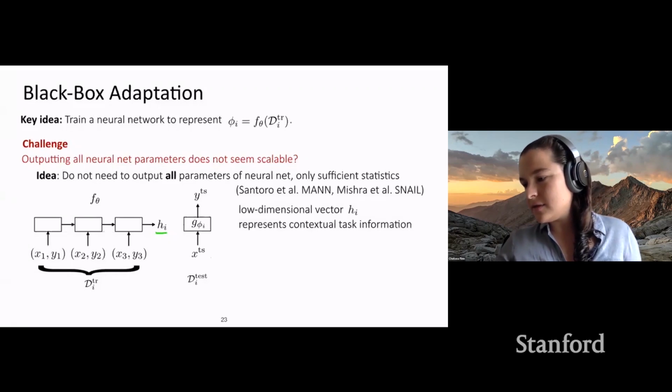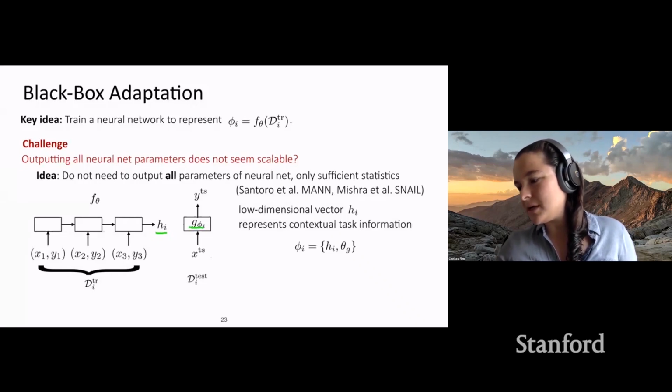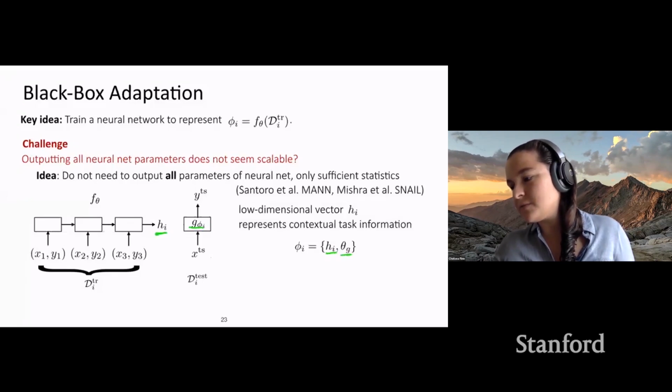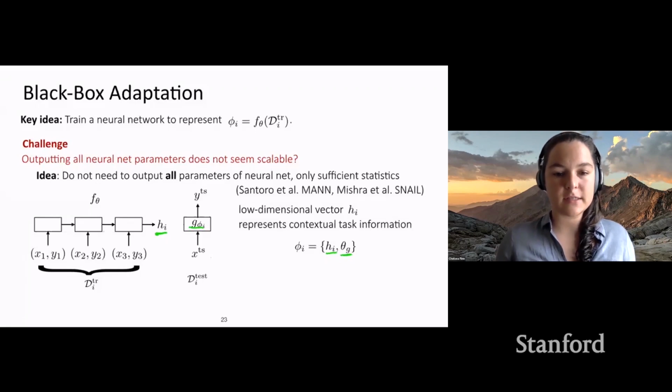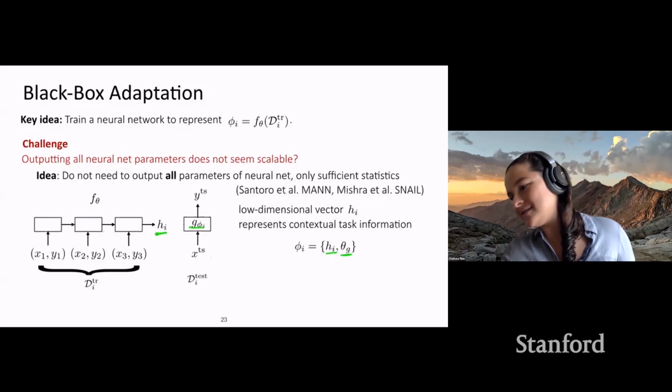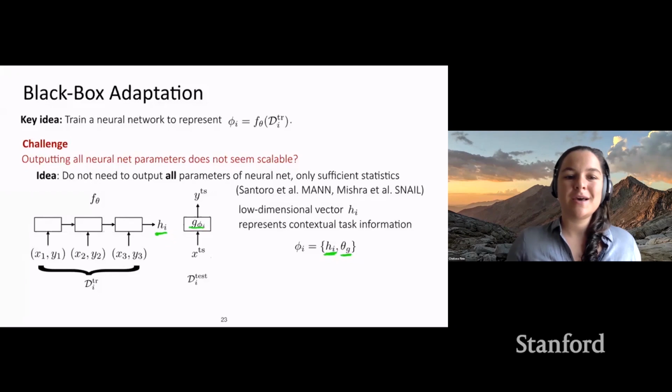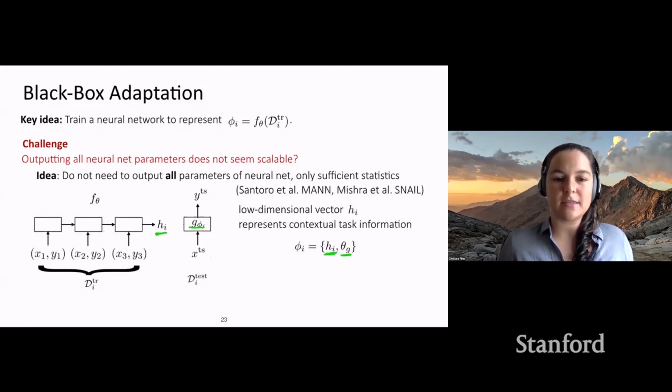And then this neural network g is going to be a combination of this contextual information h, and then some fixed parameters theta_g that are the same for all of the different tasks. And so you may just have another neural network that has these parameters theta_g, and also takes as input task-specific information and uses that to classify the images in D_test.